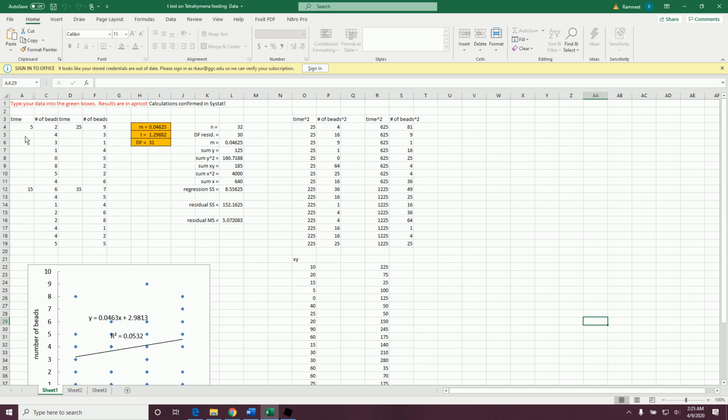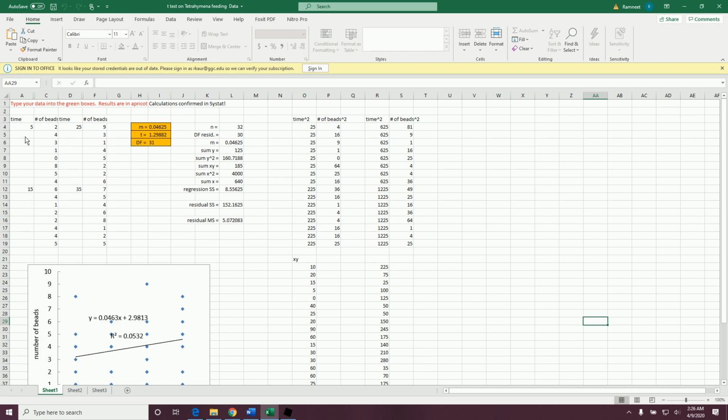When we do the experiment, at every time point, 5, 15, 25, and 35, we look at 8 Tetrahymena cells, and we count the vacuoles inside each Tetrahymena cell. Or we can also use the latex beads. The latex beads actually go inside the Tetrahymena cells.